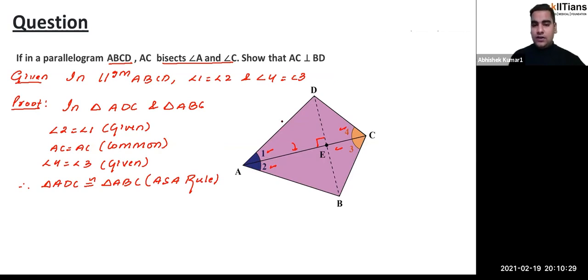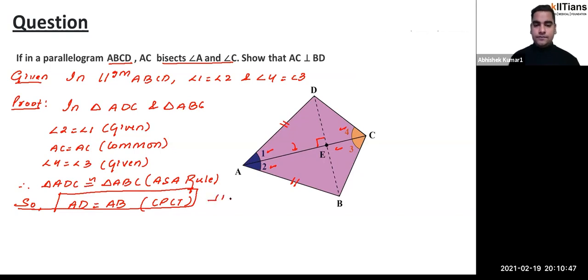And because these are congruent, we can say that AD is equal to AB by CPCT. So what do we have? It can be said that AD is equal to AB by CPCT. This is a very important result which we got here, guys, because we are going to use it. Now, we are going to consider triangle ADE and ABE.